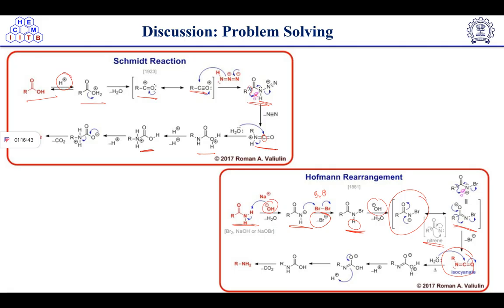So here also you can see this group was getting migrated, right? So this group will get migrated and we are getting the isocyanate intermediate. After this one, what is the next thing? Water attack, right? In all the cases, whenever we form the isocyanate intermediate, the water molecule attacks the electrophilic center of isocyanate. So here water attack will take place and then proton transfer followed by CO2 elimination will result in the formation of primary amine. All mechanisms are similar. So just remember the starting material where you can distinguish between them.